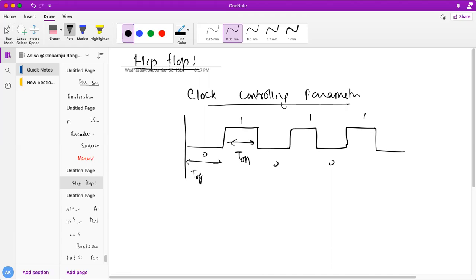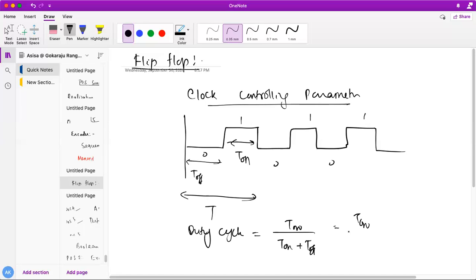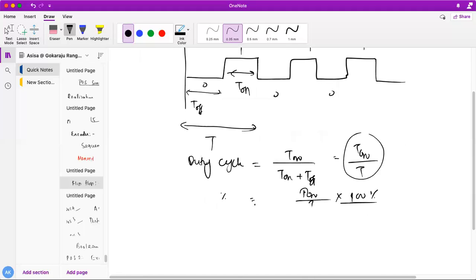So what is the duty cycle? The total time period is T on plus T off. Duty cycle is nothing else, T on divided by T on plus T off. Okay, what is the duty cycle of a clock? The duty cycle of a clock is T on divided by T on plus T off, which is T on divided by T, capital D. And duty cycle is always expressed in percentage, so it will be T on divided by T multiplied by 100. So this much is the duty cycle percentage. Any doubt on this, students? Very simple. Okay, so this is my controlling parameter.